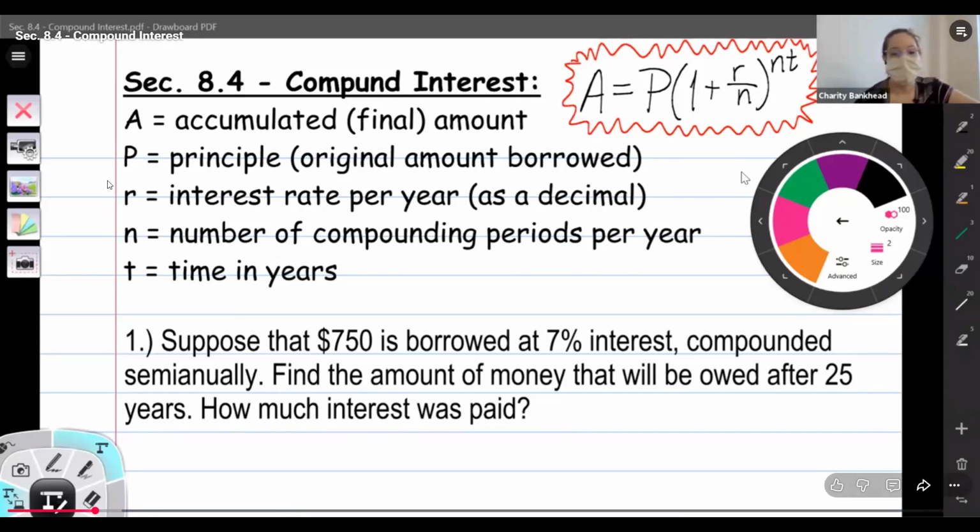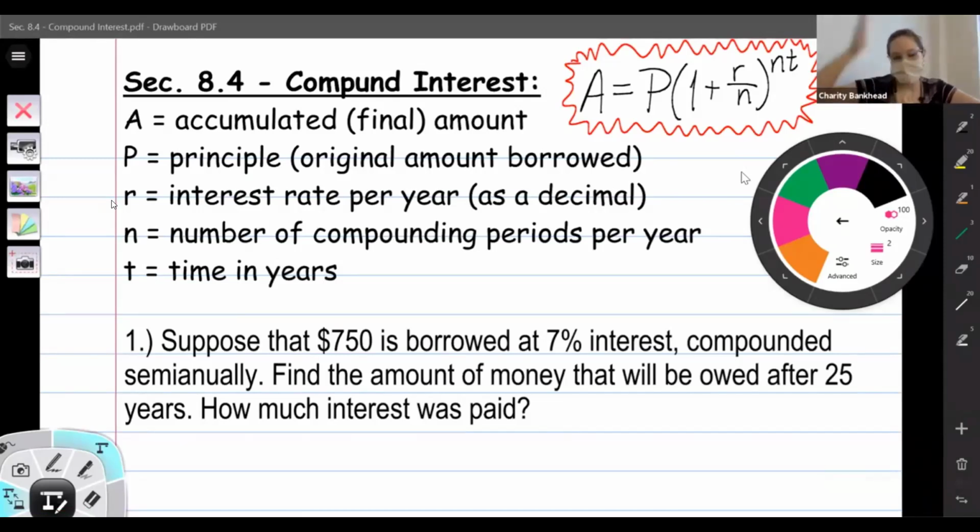And then R is the interest rate per year. Make sure you always convert it to a decimal before doing your calculations. N is the number of compounding periods per year. So if it's monthly, N would be 12. If it's semi-annually, that means twice a year, so N would be 2. If it's annually, that's once a year, so N would be 1. If it's quarterly, N would be 4. And then T is the time in years.